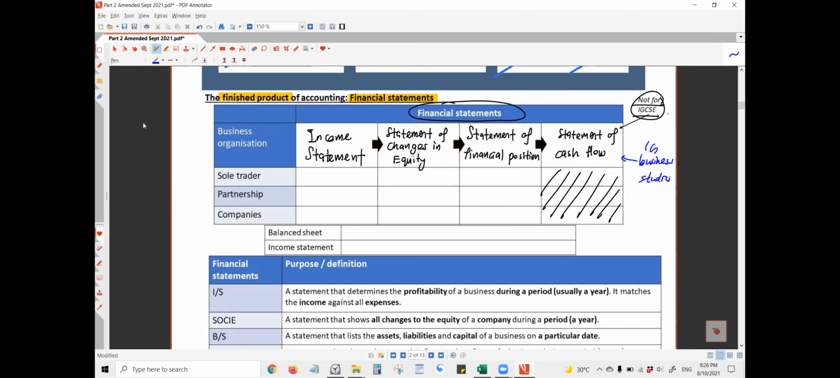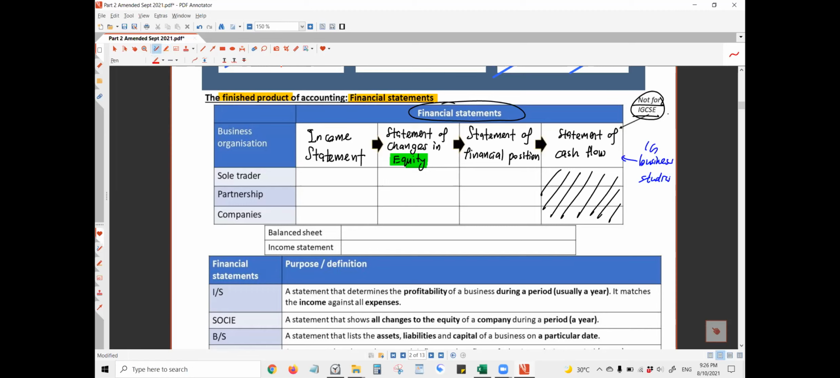Now let's see the other three. Do you see the word equity here? Remember, in what situation we make use of the word equity? I talked about capital and equity. They mean the same thing, which refers to investment from owner. We use the word capital when we are doing accounting for sole trader and partnership. We use the word equity when we are doing accounting for companies. Agree? Remember?